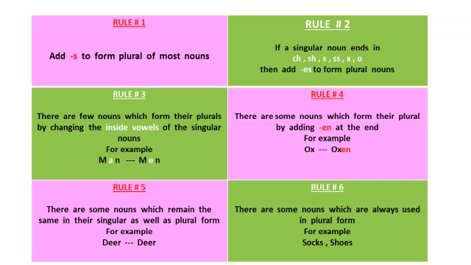Rule 4. There are some nouns which form their plural by adding en at the end. For example, ox changes to oxen. Rule 5. There are some nouns which remain the same in their singular as well as plural form. For example, deer remains deer. Rule 6. There are some nouns which are always used in plural form. For example, socks, shoes, and many more. Now, let us talk about new rules.